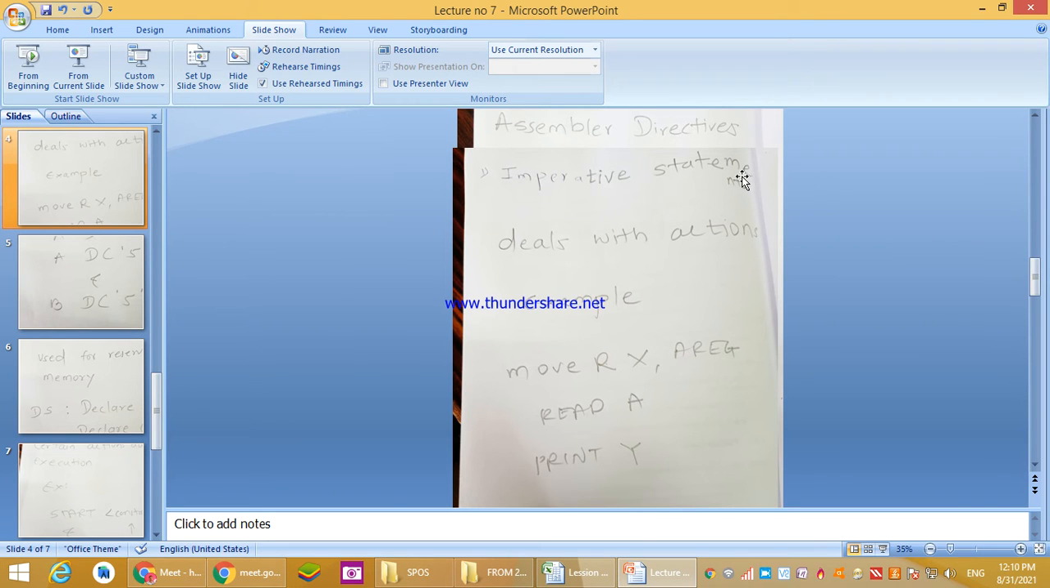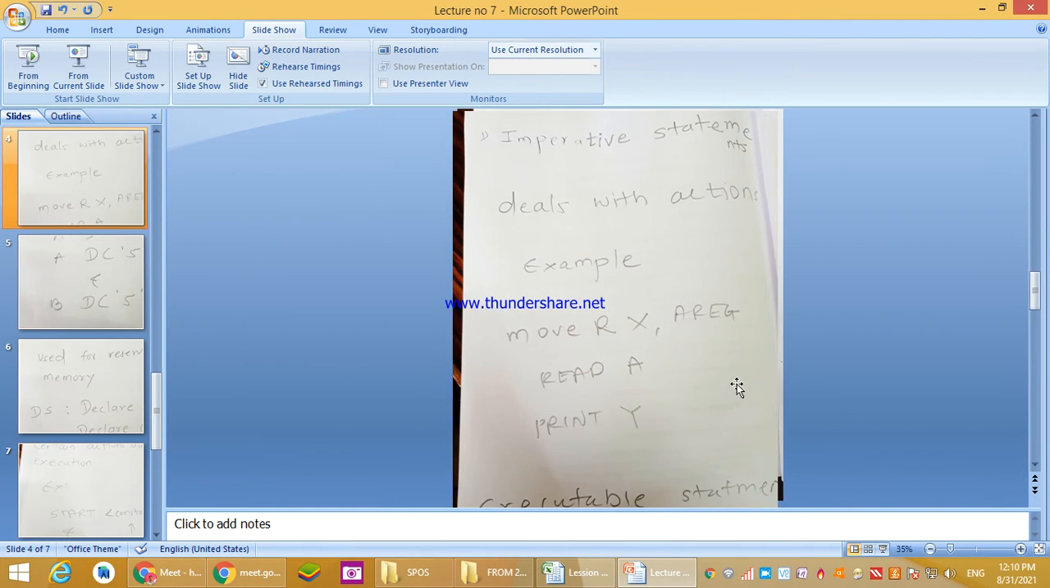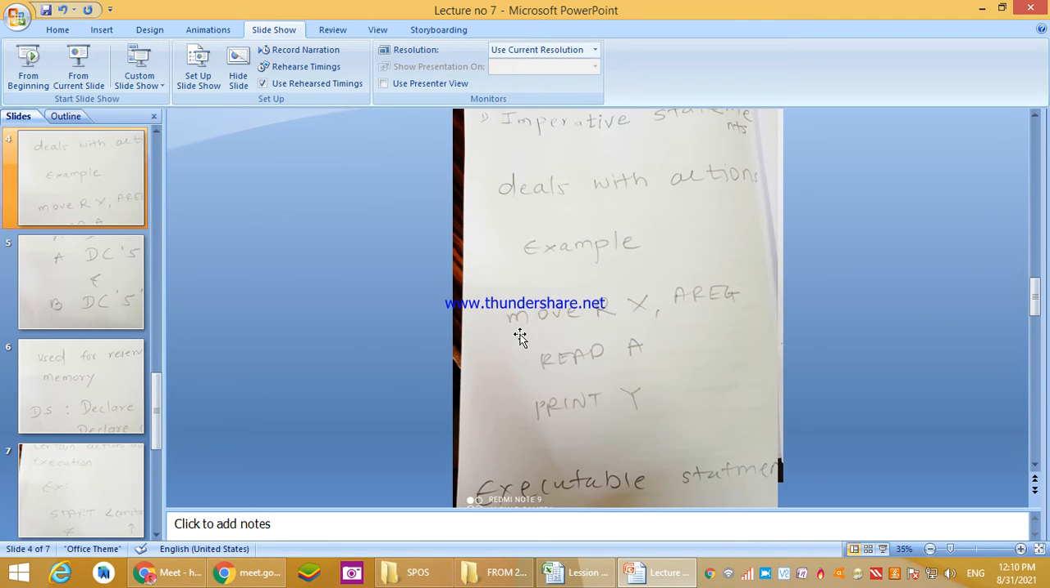For these imperative statements, here you can see an example. What is the example? Move R x, areg. This move is nothing but the mnemonic. This Rx and areg are the literals. Next line, read A, then print Y. These are sample examples given to understand imperative statements. These are sample code of assembly language.